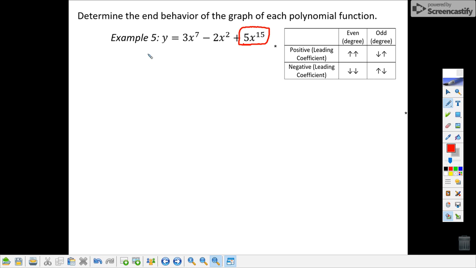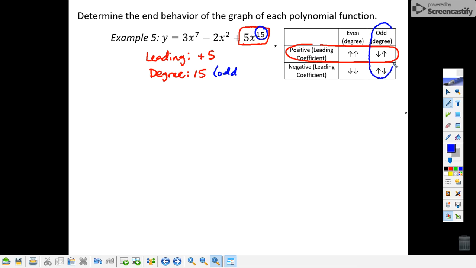So I'm going to look at the leading coefficient. My leading coefficient is positive 5. So it's positive. That means it's going to be this section right here. It's either going to be up, up, or down, up. But our degree is 15 because it's the exponent of that term with the highest exponent. Okay, well 15 is odd, so that's this section right here. I have to close that off. So that tells us our end behavior will be down and then up for this graph.